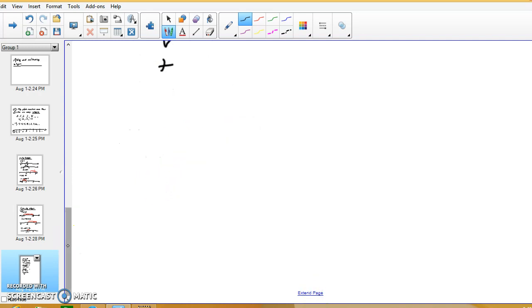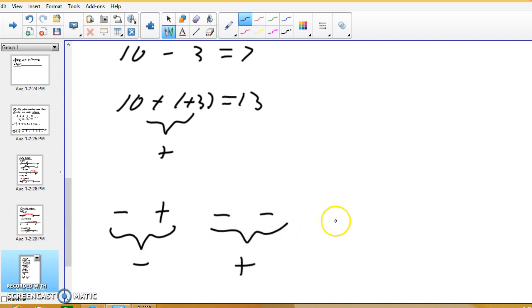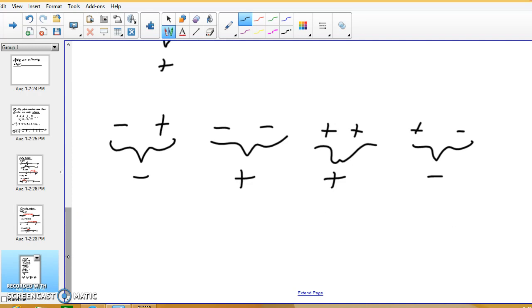So again, if you're thinking about what is in between the two numbers, a negative and a positive is actually just a negative. A negative and a negative is actually a positive. Positive and positive is positive. And then again, it can go in either direction. So same thing, a positive and a negative is equal to a negative. So that is just one trick people can use to remember how they're adding or subtracting numbers.